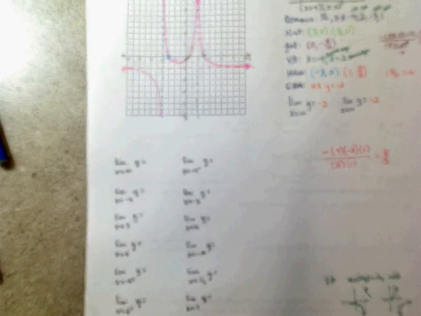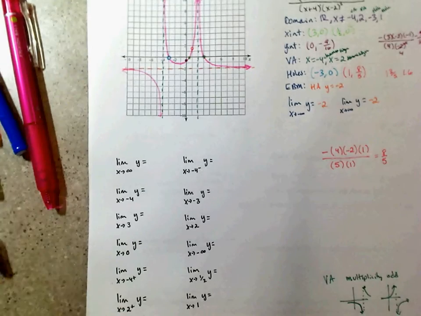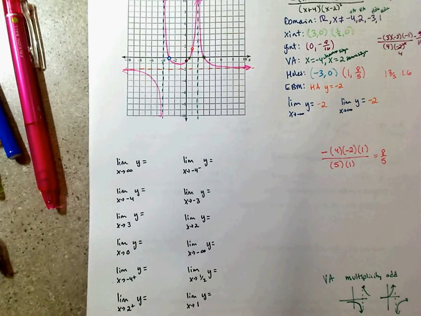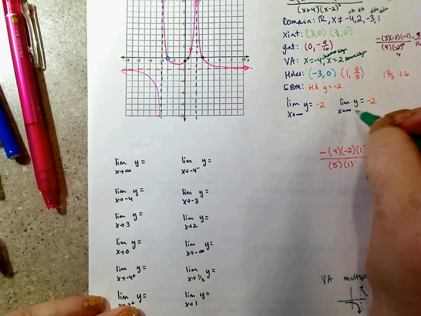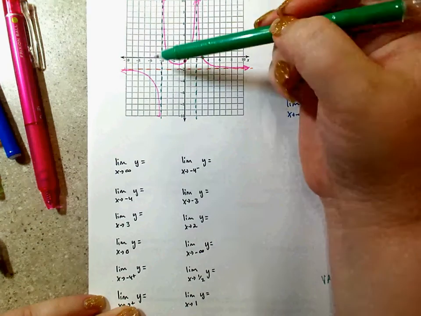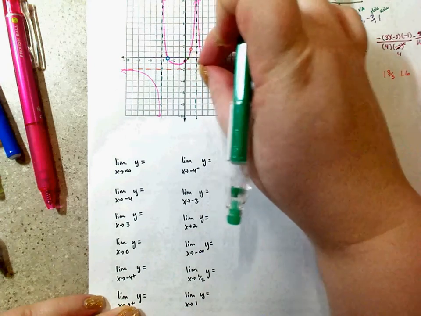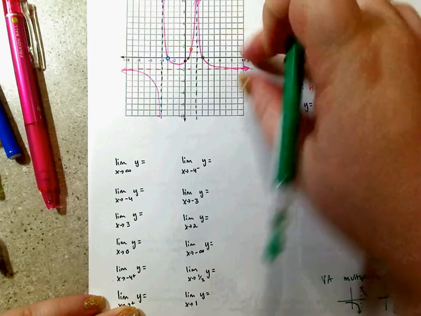So the first question is the limit as x approaches infinity. We actually already answered that. The limit as you approach infinity is -2, but just looking at it, that's saying, hey, as x goes to infinity, what's the y value going to? And as x approaches infinity, the function is going to -2.